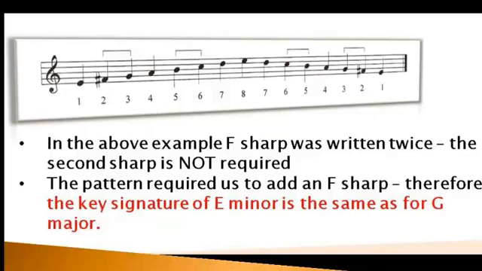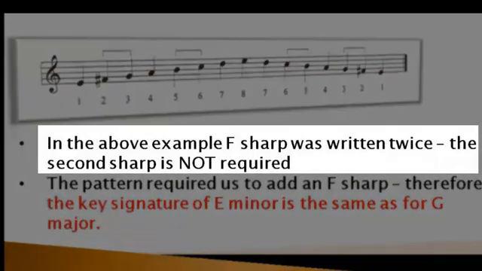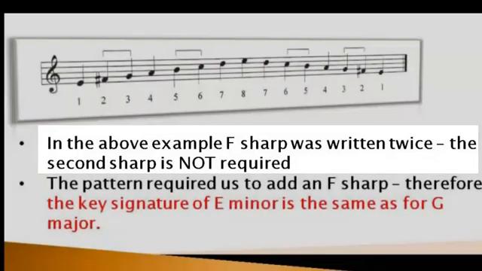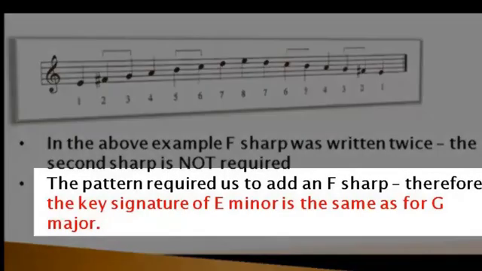Just for your information, in the example you see on the screen, the F sharp is written twice. It doesn't have to be written twice because an accidental carries for the whole measure. So unless there's a bar line to cancel it out, that second F sharp is not needed, and it shouldn't be written there. It's just there to help us as a memory aid right now. So in order for us to get the correct pattern, we had to add an F sharp.